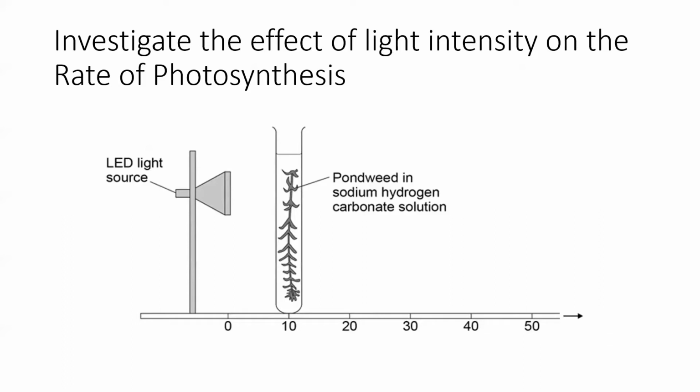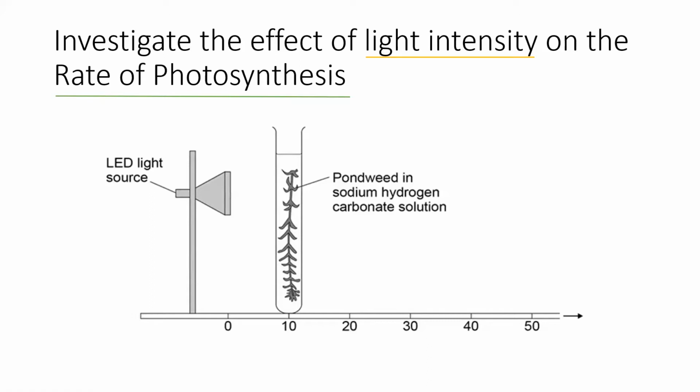The aim of the investigation for photosynthesis is investigate the effect of light intensity on the rate of photosynthesis, and a diagram has been provided. 2 key pieces of information. Firstly, you want to annotate the aim. They give you the 2 variables in the aim: light intensity and the rate of photosynthesis. So we're investigating how light intensity affects the rate of photosynthesis.